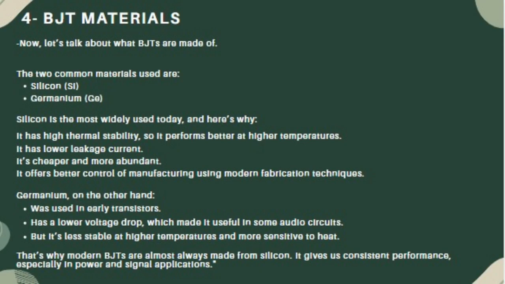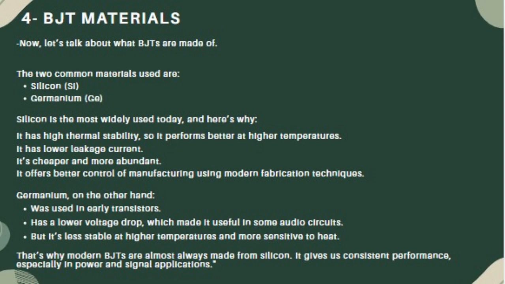Number 4, BJT materials. Now let's talk about what BJTs are made of. The 2 common materials used are silicon and germanium. Silicon is the most widely used today, and here is why. It has high thermal stability, so it performs better at higher temperatures. It has lower leakage current, it's cheaper and more abundant. It offers better control of manufacturing using modern fabrication techniques.